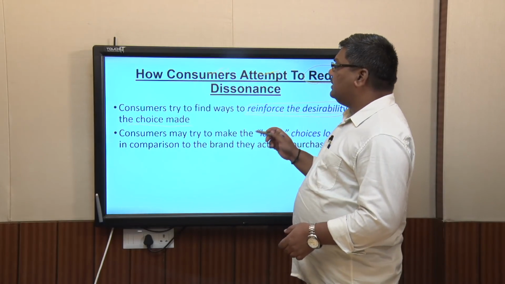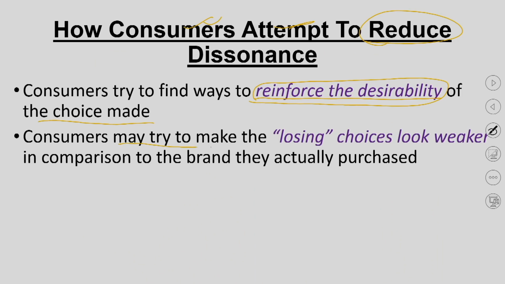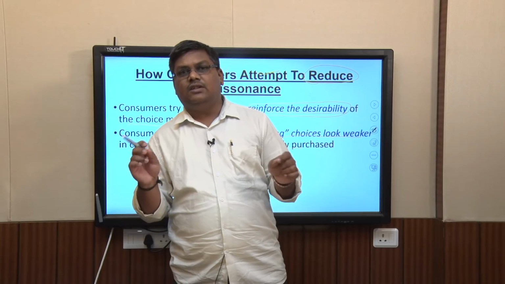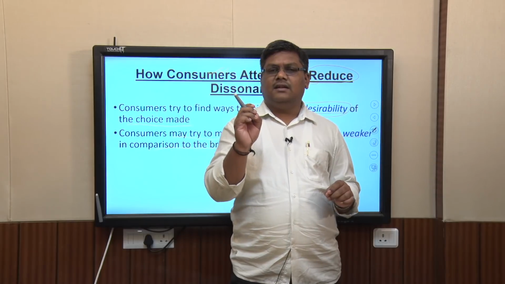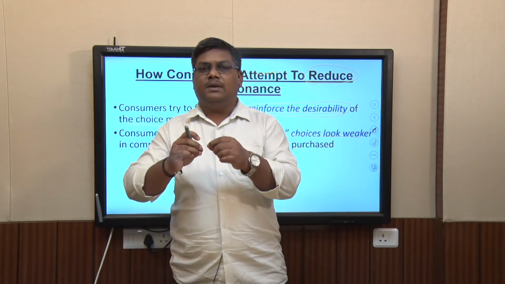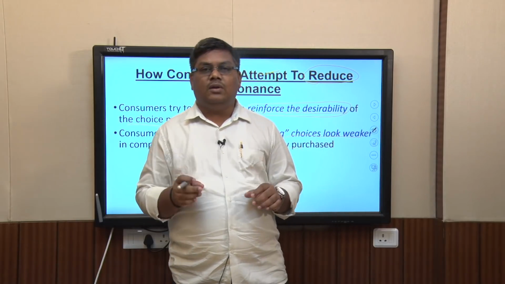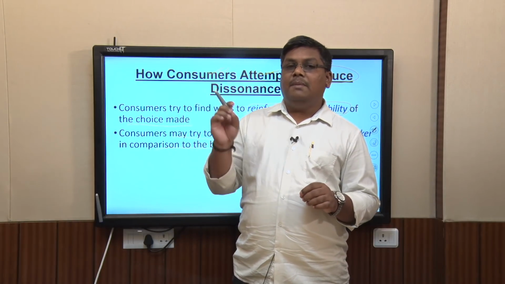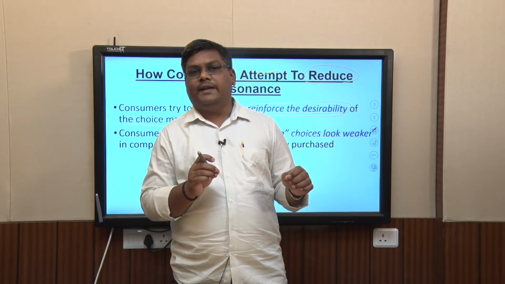The other way in which the consumer can reduce this dissonance is that consumers may try to make the losing choice look weaker in comparison to the brand that they actually purchased. So, what can happen here is that if there are two brands that you are looking at, and you bought one of these brands, the second brand is also appealing, but you did not buy it, and as soon as the purchase is over, you realize that there is some kind of cognitive dissonance about the second product. What you can do is find out negatives about the second product, make it look weaker. So, find out those loopholes that can reinforce you on your product buying, right.